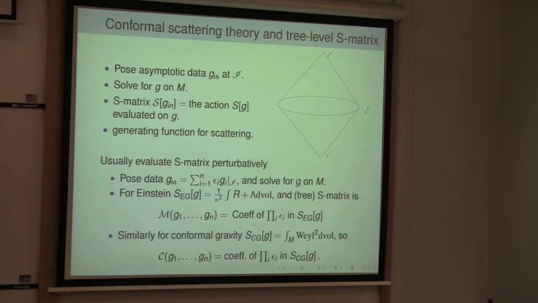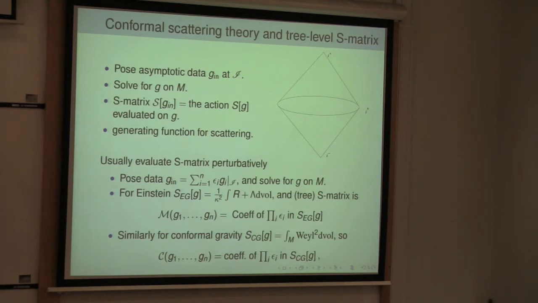calculating an S matrix, all this talk is going to be about the classical S matrix. It's really about classical gravity, so there are no one-loop effects here. So you can imagine that you're posing asymptotic data at past infinity. You then imagine that you solve for the metric on M. What you're interested in, of course, is the output at scri plus, at future infinity, but you can write down a generating function that gets you from scri minus to scri plus by evaluating the action on the metric that you get by evolving in from scri minus.